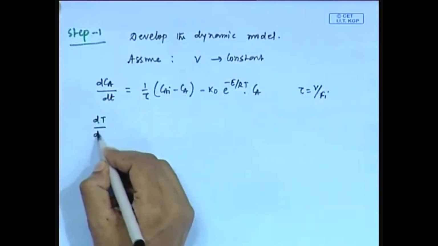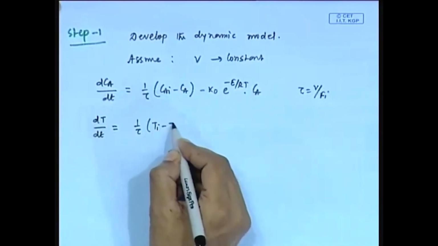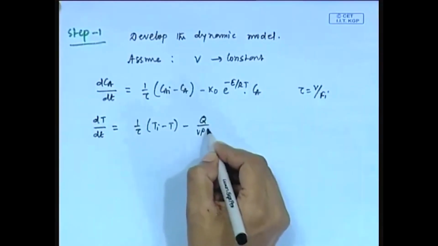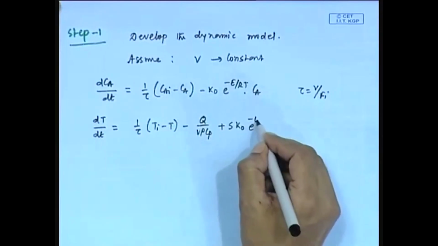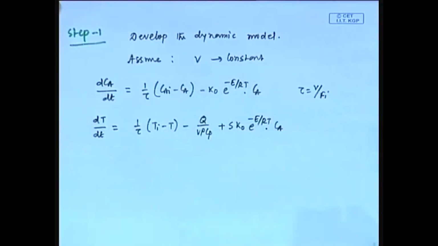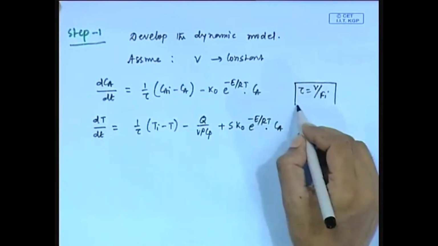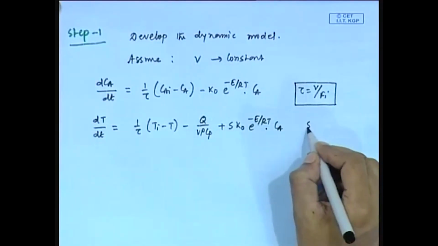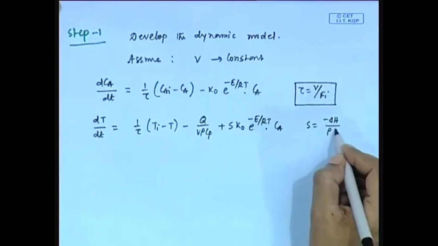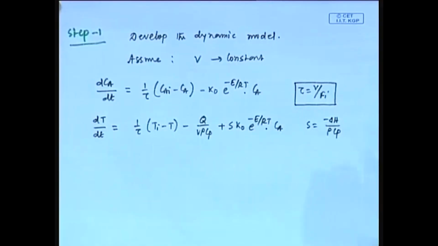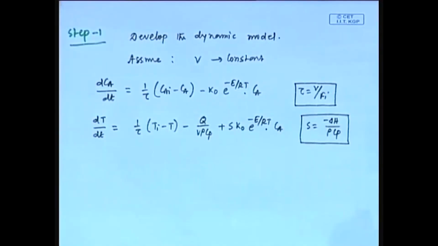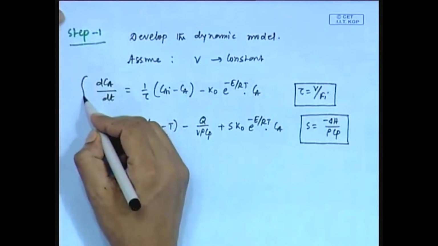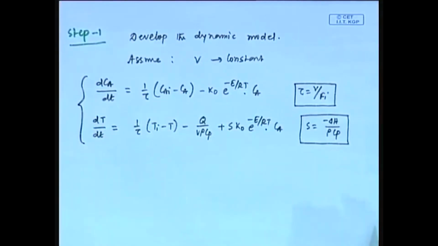Similarly, we will write another equation, that is dT/dt equal to 1 divided by tau (Ti minus T) minus Q divided by V rho Cp plus S k0 exponential of minus E by RT CA. So, what is S? S is minus delta H divided by rho Cp. This is S, and you see this S is a constant quantity. Fine. Similarly, tau is also constant. So, this is the final model structure which we need to develop in step 1.